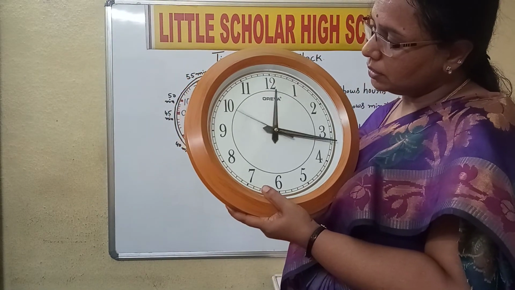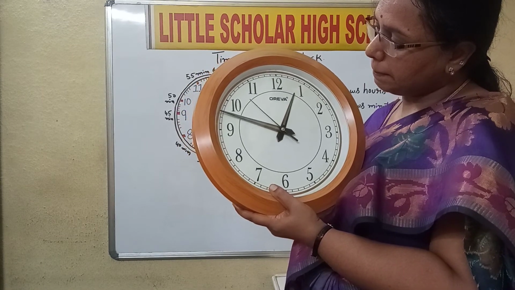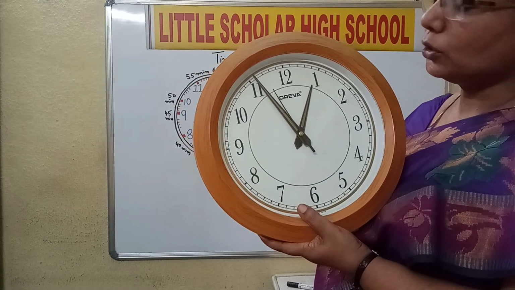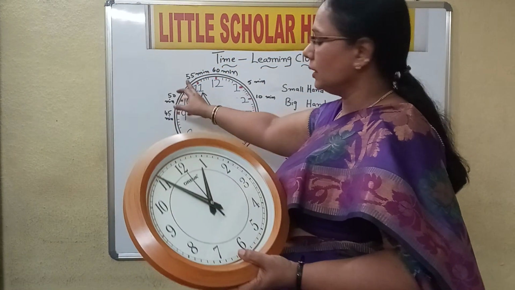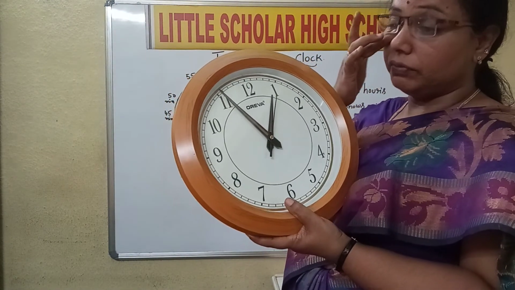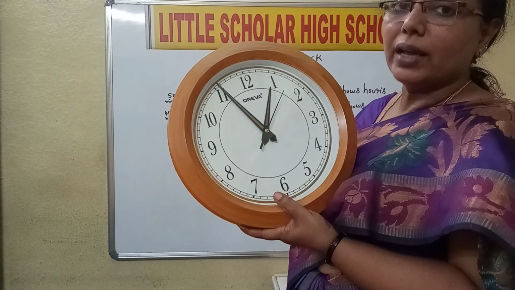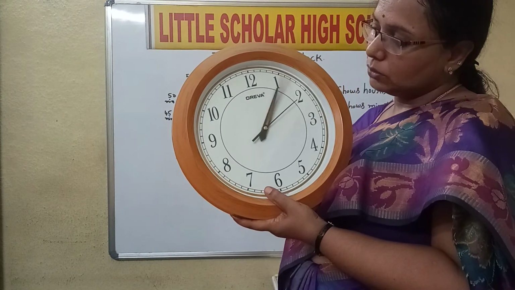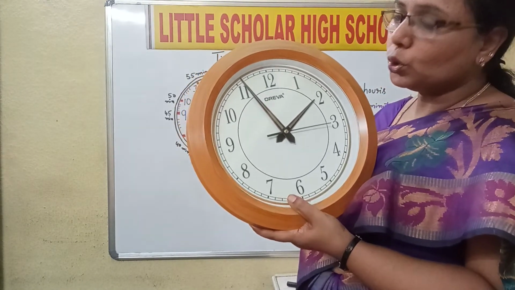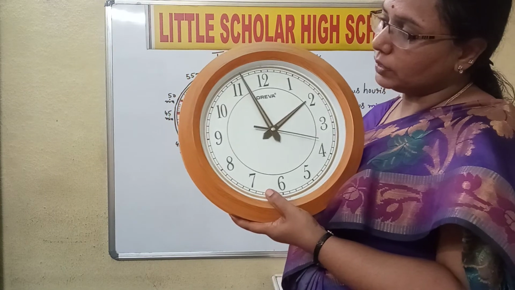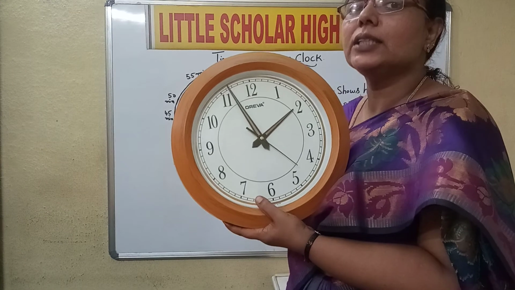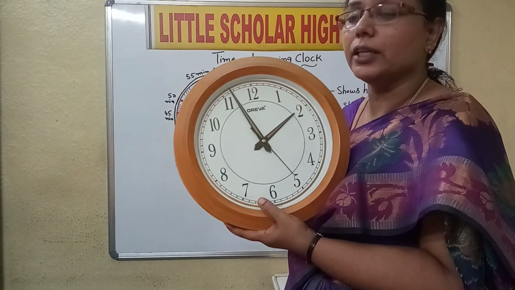Now, you see this. So where is the big needle? It is on 11. We can say 12:55. Sorry, we can say it as 12:55 or 5 to 1. So if you see this, what can we say? 5 to 2. If the big needle is on 11, we will say 5 to.